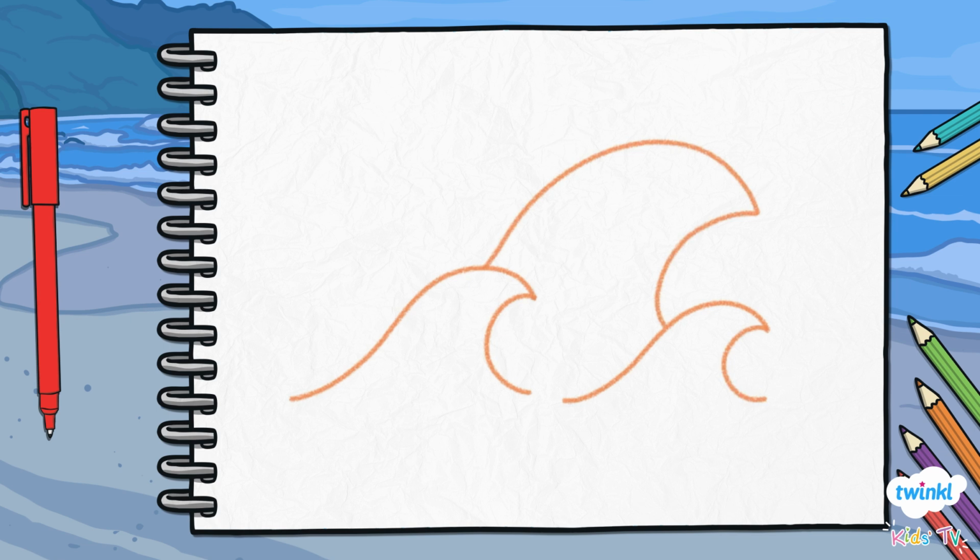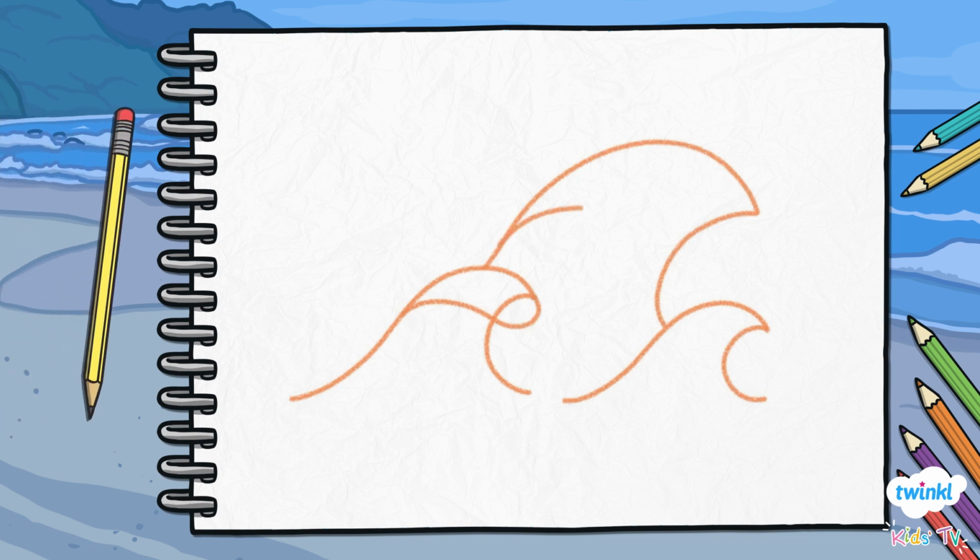Create a lip on each wave by joining the curve to the tip. Imagine it like a dog's tongue shape. This is the top of the wave that is beginning to break. Great job! That's the sketching done.